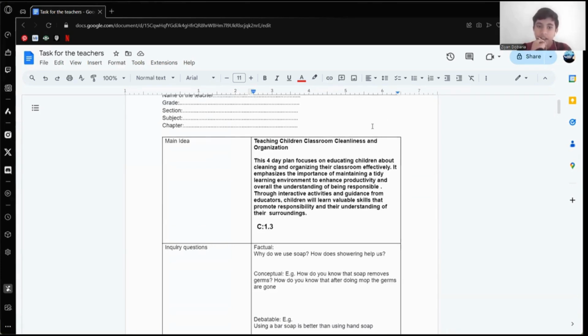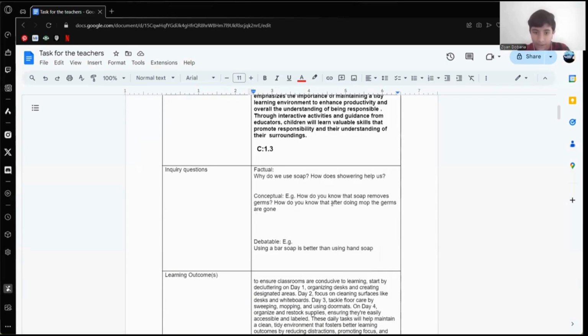Today I will be talking about a teacher's schedule for teaching children classroom cleanliness and organization. The main idea is that this 4-day plan focuses on educating children about cleaning and organizing their classroom effectively. It emphasizes the importance of maintaining a tidy learning environment to enhance productivity and the understanding of being responsible through interactive activities and guidance from educators. Children will learn valuable skills that promote responsibility and their understanding of their surroundings.